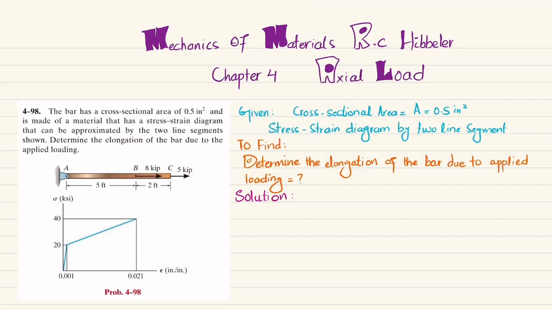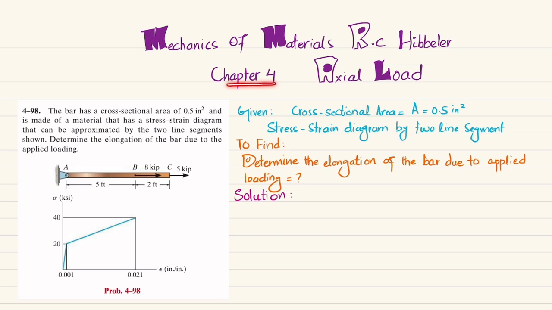Welcome back. Problem 4-98. This problem is taken from chapter number 4, Axial Load, and the book is Mechanics of Materials by R.C. Hibbeler. The statement is: the bar has a cross-sectional area of 0.5 square inch and is made of material that has a stress-strain diagram that can be approximated by two line segments shown. Determine the elongation of the bar due to the applied loading.